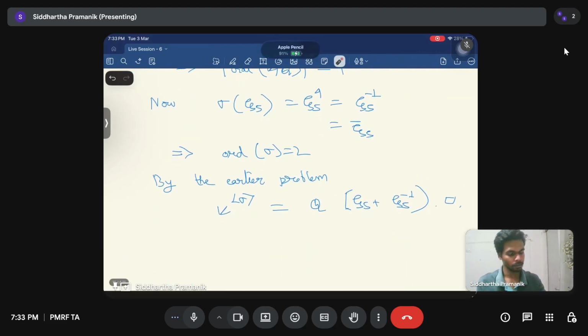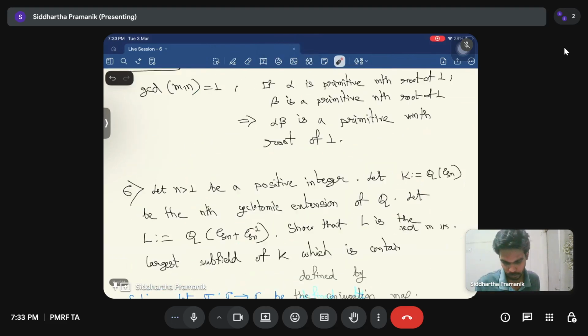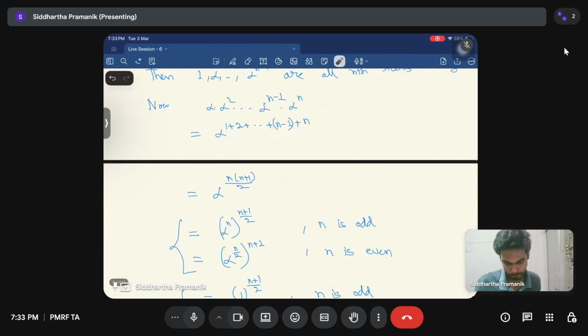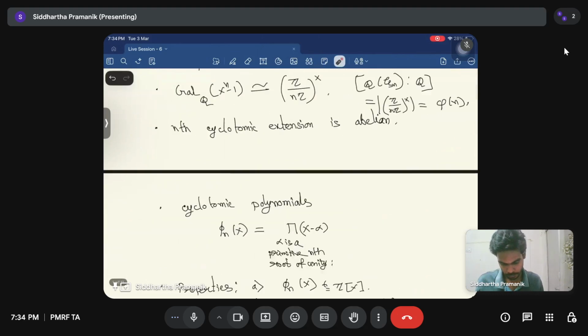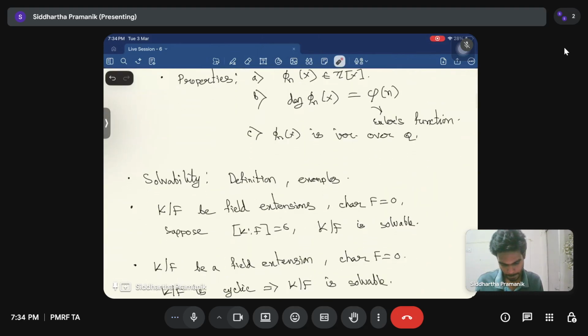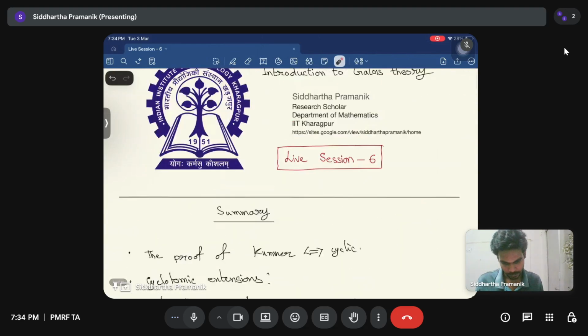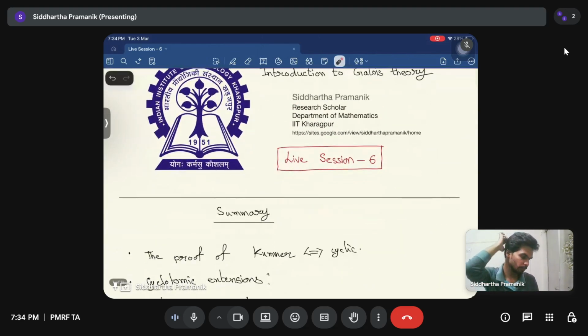Okay, so maybe we have done enough problems. Basically these cyclotomic extensions are important as they are abelian extensions, and there are not very easy methods for constructing abelian extensions. There are several methods, but this one is easier compared to the others. So that's why these cyclotomic extensions are important.